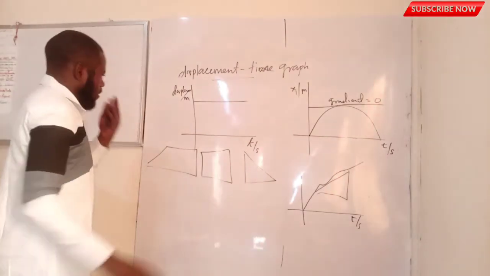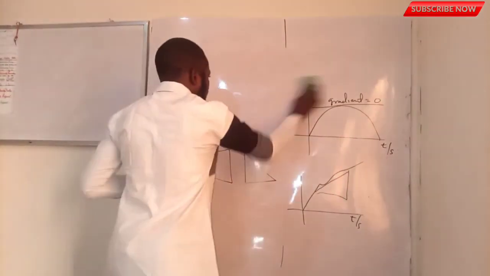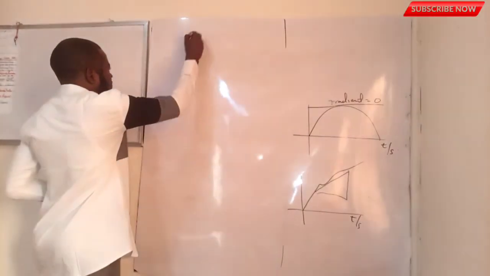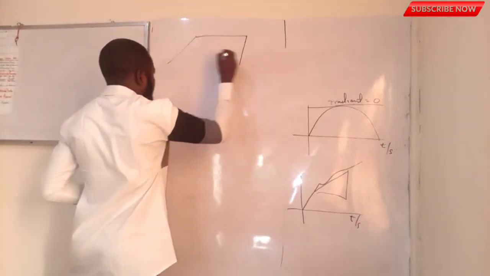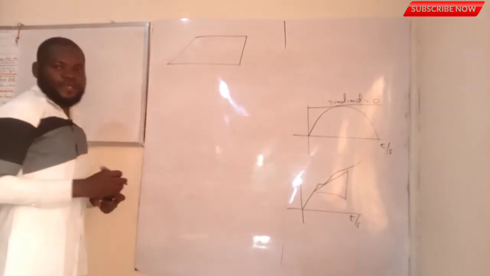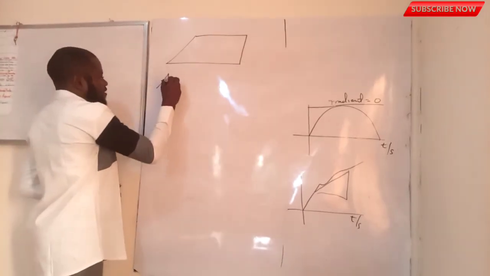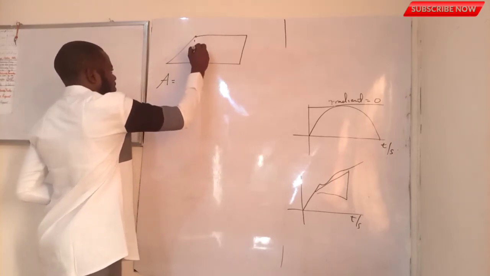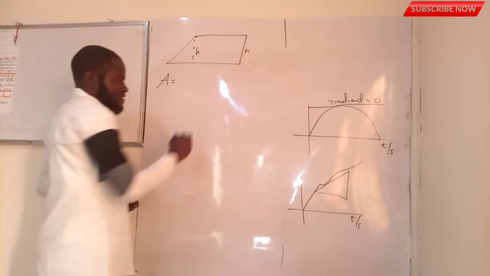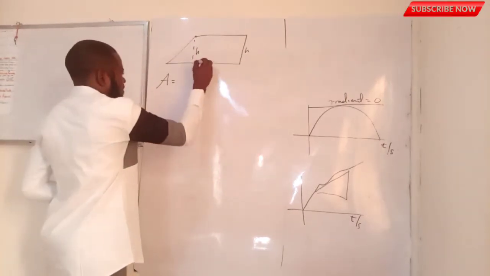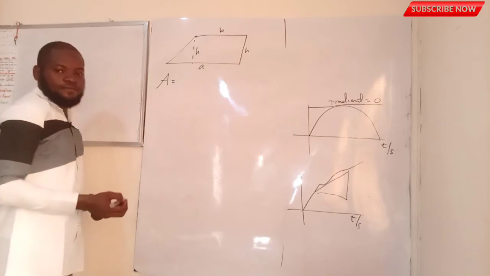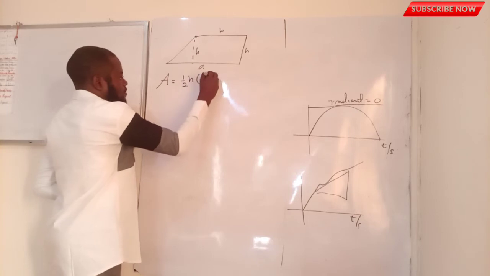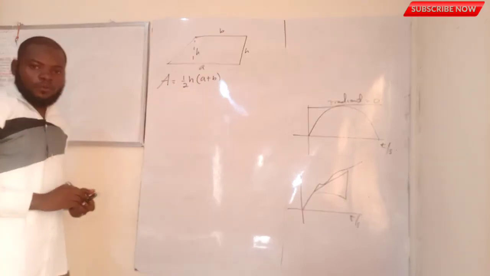Remember, if this is a trapezium, the area of this trapezium is going to be, remember, this is the height, and this is equivalent to this. If from here to this place, let me call it A and call this one B. So the area of this trapezium is going to be 1 over 2 h into A plus B. Are we together now?